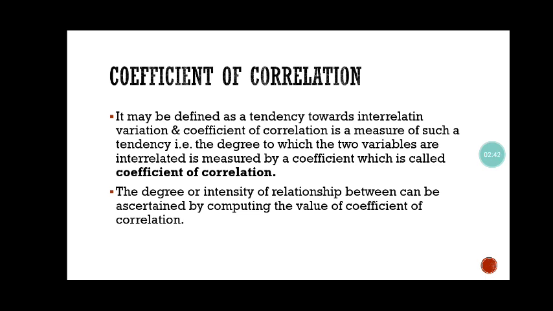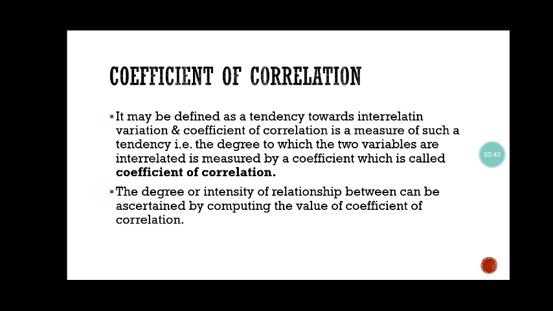So what is basically the coefficient of correlation? What is the meaning of coefficient of correlation? Correlation may be defined as a tendency towards interrelated variation, and coefficient of correlation is a measure of such a tendency. That is, the degree to which the two variables are interrelated is measured by a coefficient which is called the coefficient of correlation. In simple terms, it is calculated with the help of a formula, and it is a tool used to express the degree to which the two variables are interrelated with each other.